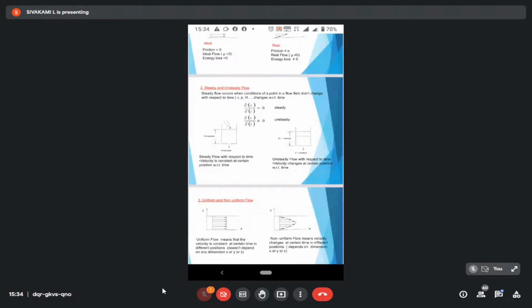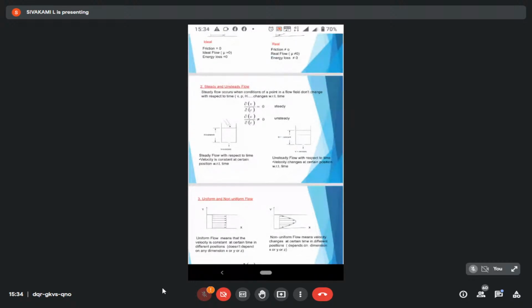Next one is uniform and non-uniform flow. Uniform flow means the velocity is constant at a certain time in different positions. It does not depend upon the dimensions x or y or z. So if the flow pattern is uniform throughout from the beginning to the end, it is called uniform.